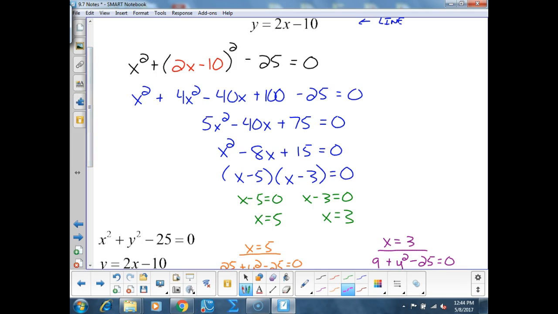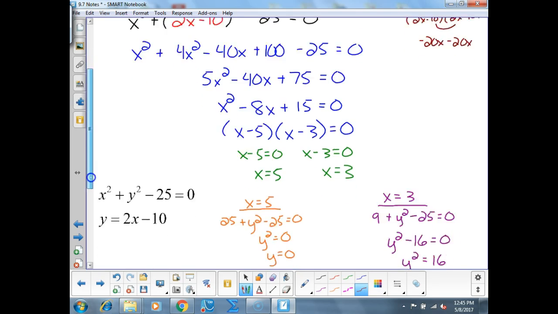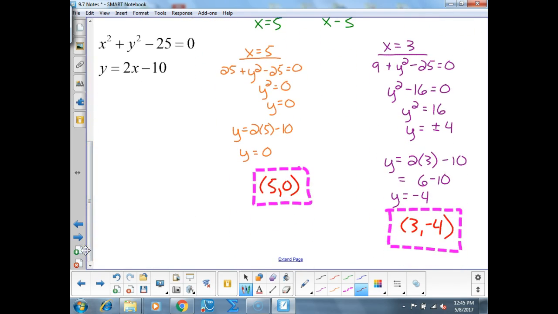Back up here. 2x minus 10 times 2x minus 10. If I go on the outsides, that gets me negative 20x. If I go on the insides, that gives me negative 20x. Together, that gives me negative 40x. Okay. Other questions?